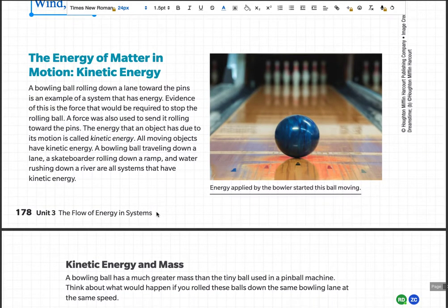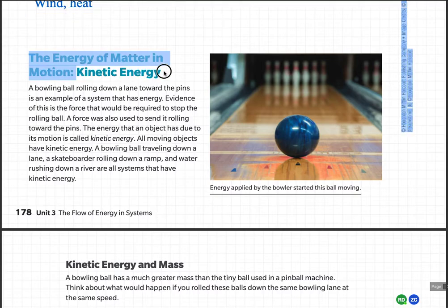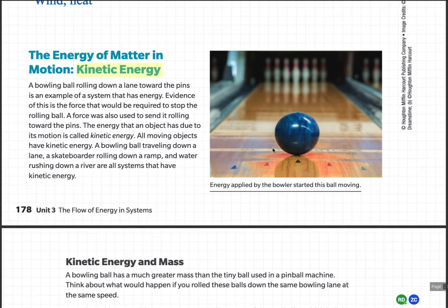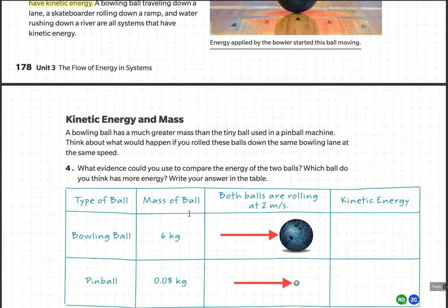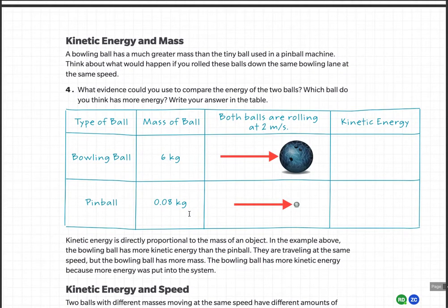Okay. So the first type of energy that we're talking about is kinetic energy, right here. Kinetic energy is energy that moving things have. That's why it says the energy of matter in motion. So this says the energy that an object has due to its motion is called kinetic energy. All moving objects have kinetic energy.